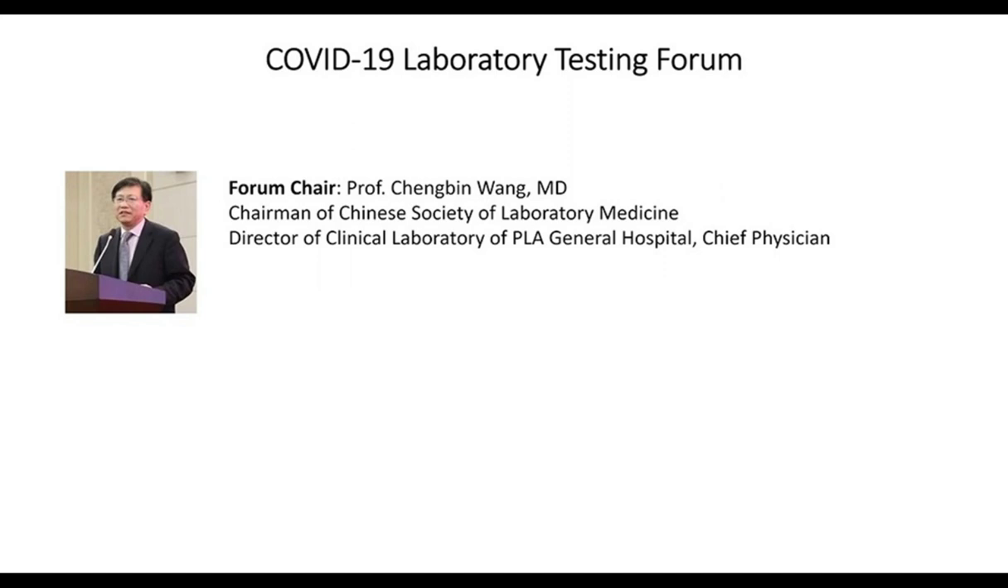Professor Chengbing Wang, as our forum chair today, is going to give us an overview of the laboratory testing contents of the newly published Chinese treatment guidelines for COVID-19. Dr. Wang is the director of the clinical laboratory of PLA General Hospital and the chairman of the Chinese Society of Laboratory Medicine. He has contributed a lot to the laboratory medicine field as a distinguished leader of the Chinese medical community. We are very honored to have Professor Wang give us the newest information on the new guidelines in terms of laboratory testing. Professor Wang, please.